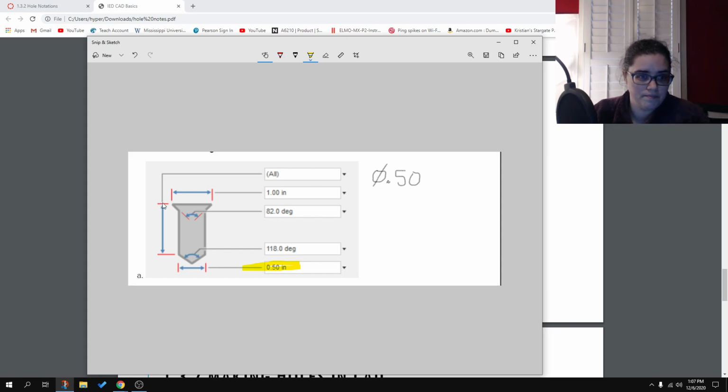So this is the depth, and it's located, in this case, right here. It says all. That means it goes all the way through. That means instead of the depth symbol, I'm going to write the word through, THRU.